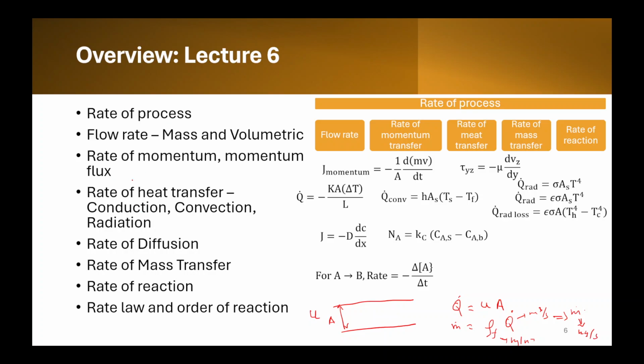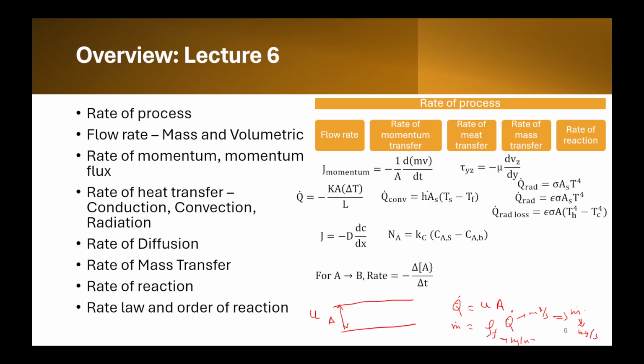Next, rate of momentum and momentum flux were discussed. These are the relations given here. A flux of a quantity is defined as that quantity over the area per time. So this is the momentum flux given here: rate of change of momentum divided by area.